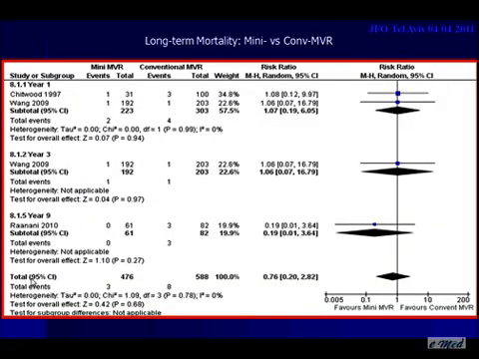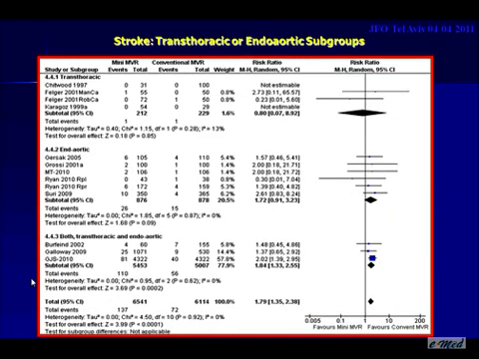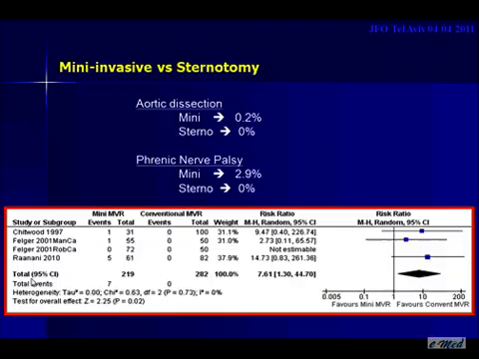Now, if we look at the long term, there is no difference either. If we look at the stroke rates, this is a little bit disappointing because there were more strokes in the minimally invasive group. But if we go into details, you see that this difference was mainly due to the use of the underclamp. That is to say, if you use the Chitwood clamp and the transthoracic clamp, the technique I presented to you, there is absolutely no difference. And this is an additional reason why I recommend not to use the underclamp.